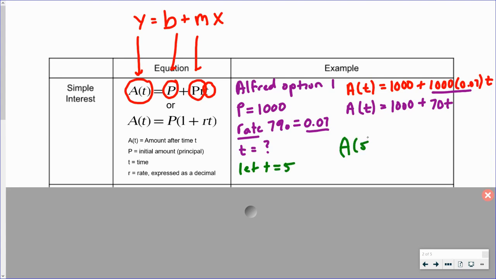A of 5 is going to equal 1,000 plus 70 times 5. And if I calculate that out, that is $1,350. So let's go back to the previous page and check and see if that's actually correct. So after month 5, he should have $1,350 in account.